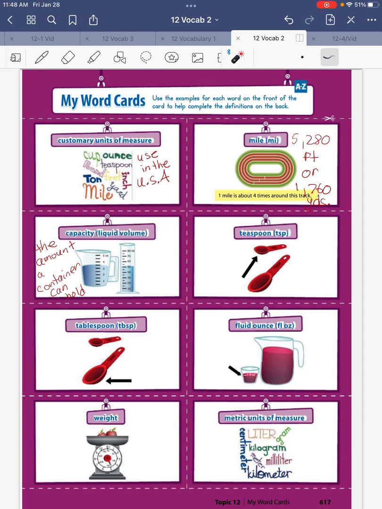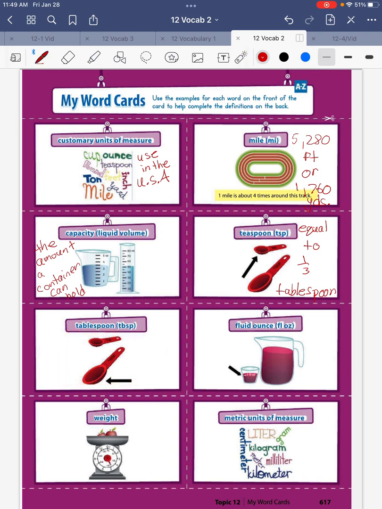Our next one is teaspoon. Abbreviated, you have TSP. Okay, these are teaspoons. So a teaspoon is just equal to 1/3 tablespoon. A teaspoon is a customary unit equal to, like I said, 1/3 tablespoon. And that brings me to my next vocabulary word, tablespoon. So we had teaspoon, now we have tablespoon.